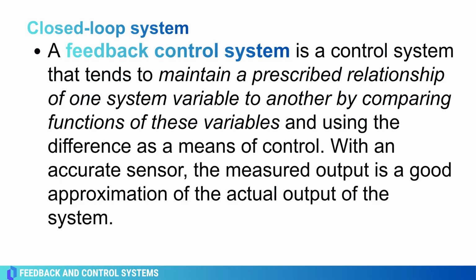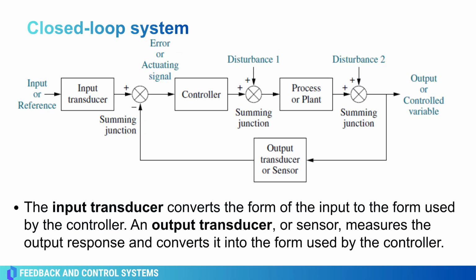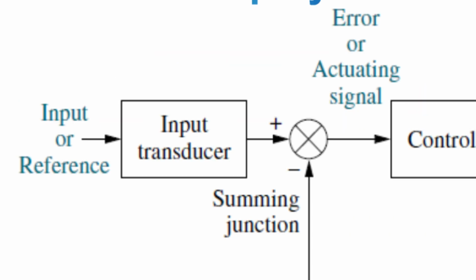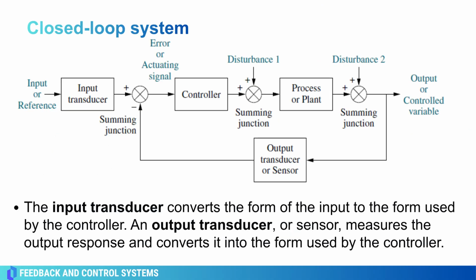A feedback control system is a control system that tends to maintain a prescribed relationship of one system variable to another by comparing functions of these variables and using the difference as a means of control. With an accurate sensor, the measured output is a good approximation of the actual output of the system. Let's analyze a closed loop system. As you can see here, we have the input transducer. It converts the form of the input to the form used by the controller.